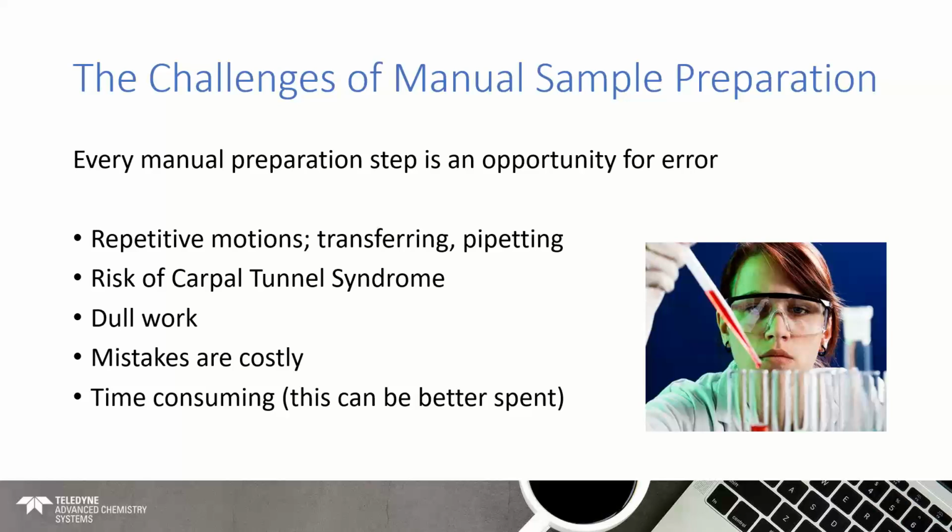The first thing I would note here is that every manual preparation step in the preparation of samples, standards, QCs, blanks, etc., is an opportunity for error. Manual sample preparation is all about repetitive motion. It's typically transferring of solutions, liquids, etc. It's typically pipetting aliquots of sample, internal standard spike or other spikes, and then pipetting larger volumes for dilutions, etc. It all comes down to an analytical plan that you've got, but you're doing this quite mechanically.